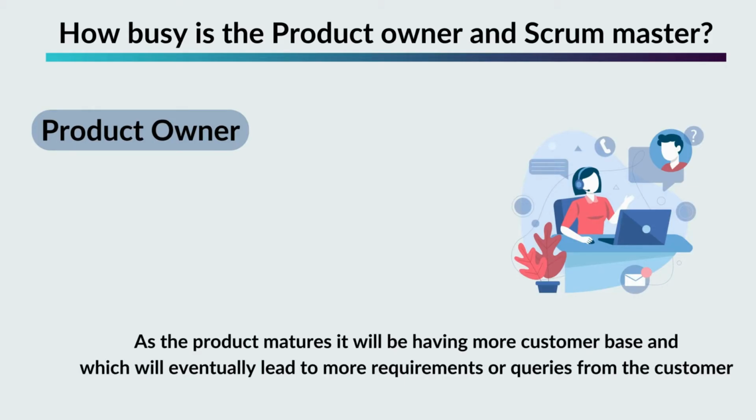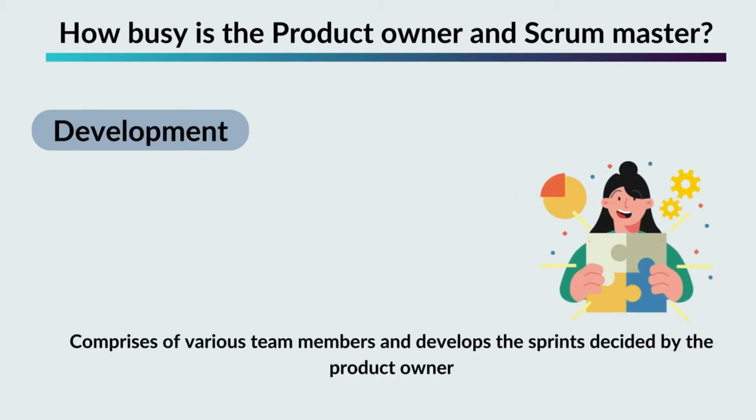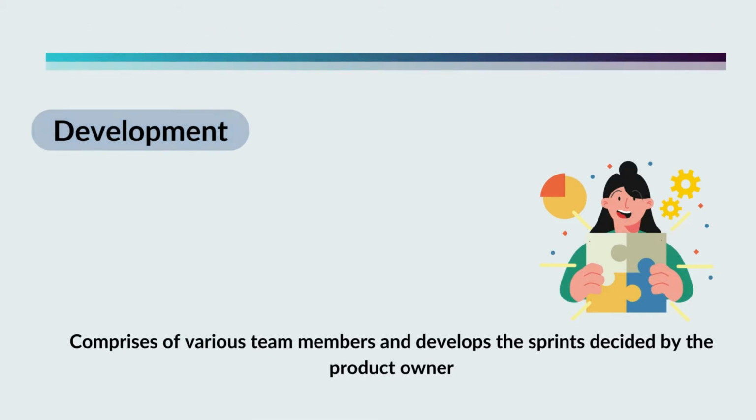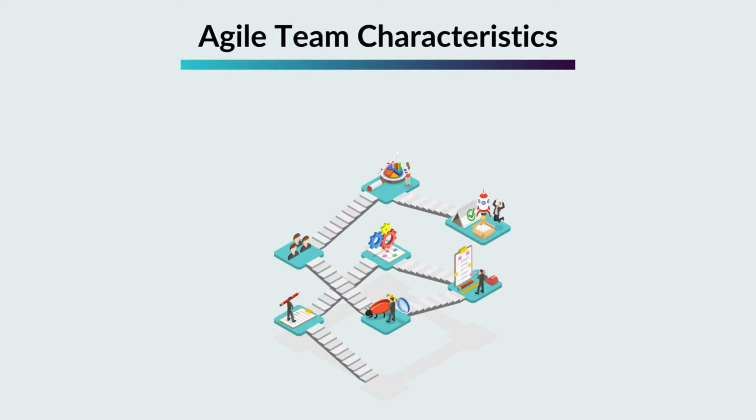The development team comprises various team members and develops the sprints decided by the Product Owner. Agile team characteristics: Agile teams generally will have these characteristics.